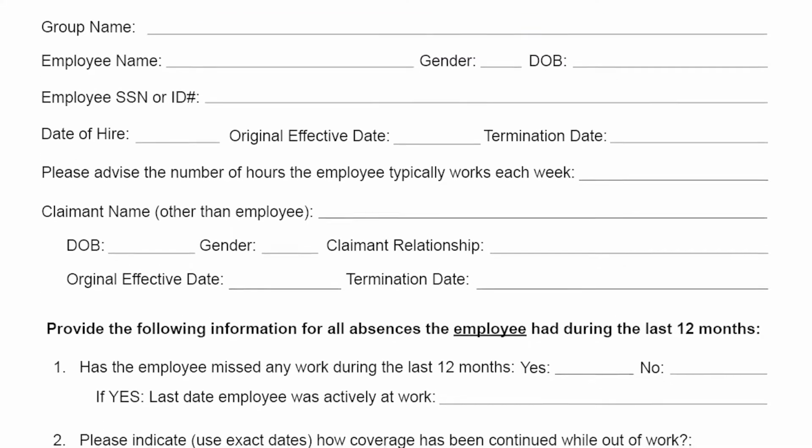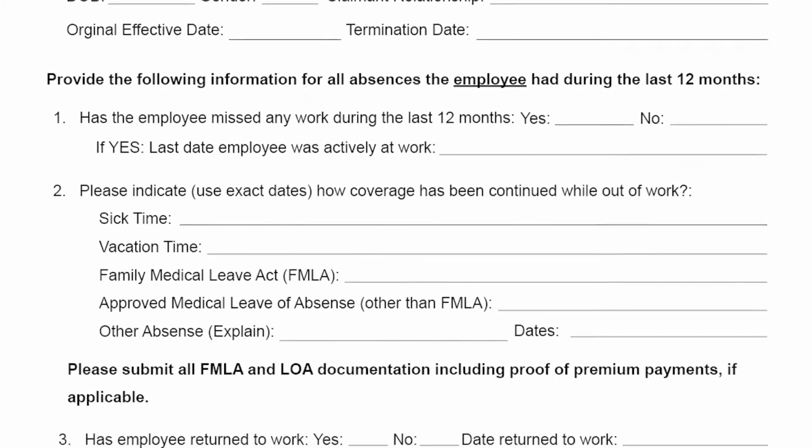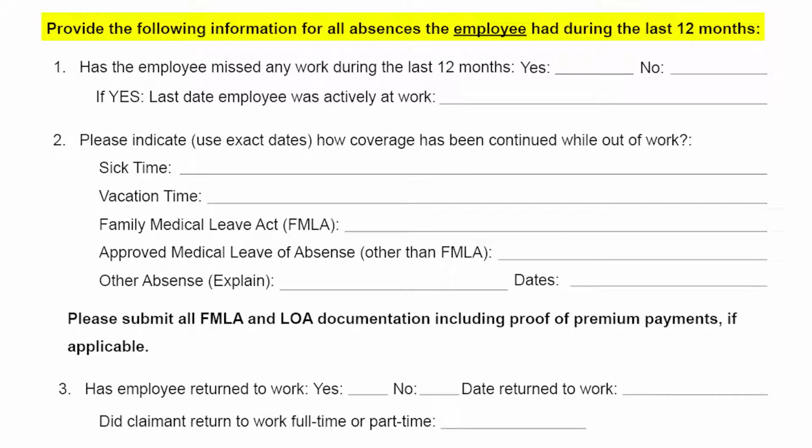In the next section, you will need to provide information for absences the employee had during the last 12 months. This section is important to fill out accurately due to the stop-loss carrier wanting to see how the employee maintained their eligibility while they were absent from work. If the claim form is being filled out for a dependent, exact dates for time periods marked as absent will need to be included for the employee.